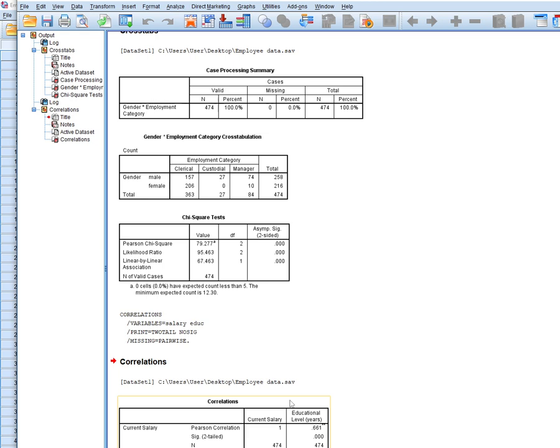No matter how you organize your wording, I've just said make sure you capture the concept of direction, capture the concept of strength, and also capture the aspect of significance.